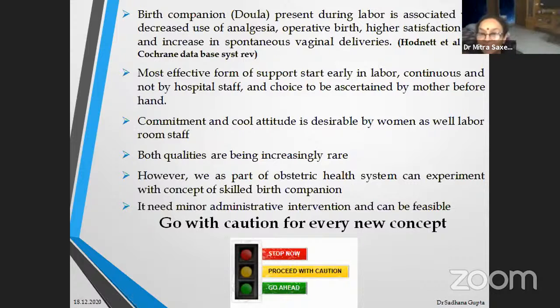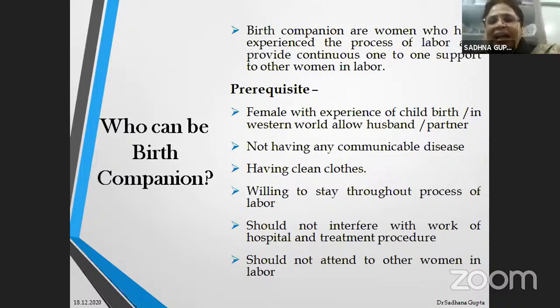Yeah, I'm sharing the prerequisites for a birth companion. Actually, not anybody can be one. She should have experience of childbirth, because say somebody faints or shrieks. She should not have any communicable disease. Be careful about that, and she should be enthusiastic, have clean clothes, and be willing to stay throughout the process of labor.